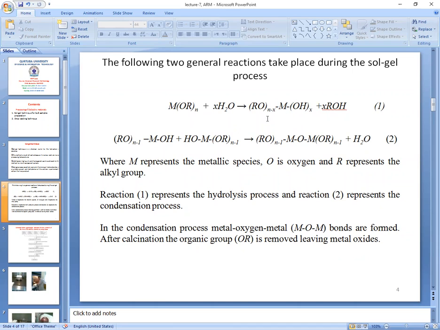In the first reaction, we made some solutions, and then in the second process, what we do is heat up those solutions and remove the water. So only this complex remains, and after calcination, the OR groups are removed, and we are left with only MOM. MOM is basically the metal oxygen metal, like barium titanate, like bismuth sodium titanate, etc.